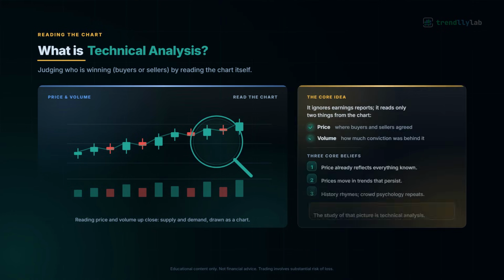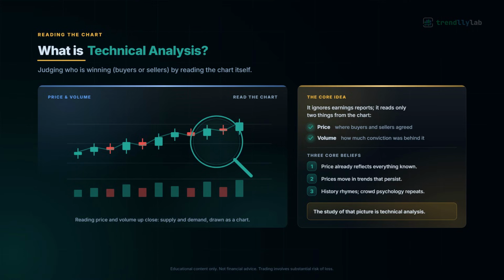And here's the core idea. It ignores earnings reports entirely. It reads only two things. Price, where buyers and sellers agreed, and volume, how much conviction was behind it. Out of that come three core beliefs. 1. Price already reflects everything known. 2. Prices move in trends that persist. 3. History rhymes, because crowd psychology repeats.